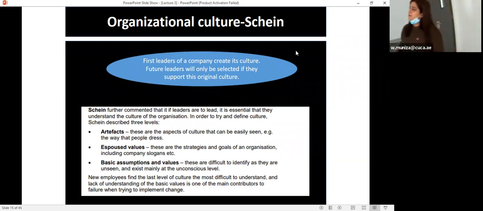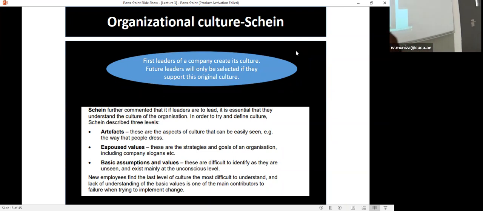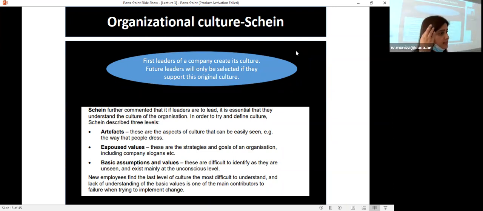So they say, new employees find the last level of culture, that is basic assumptions and values, most difficult to understand. And lack of understanding of the basic values is one of the main contributors to failure when trying to implement change. So what is going to bring failure to the organization? That is not understanding about the basic assumptions and values. What is going on inside the brains of the individuals is difficult to understand. And even persons who are performing the actions on the basis of some thinking, they by themselves are not able to understand on the basis of which thinking they are performing that action.